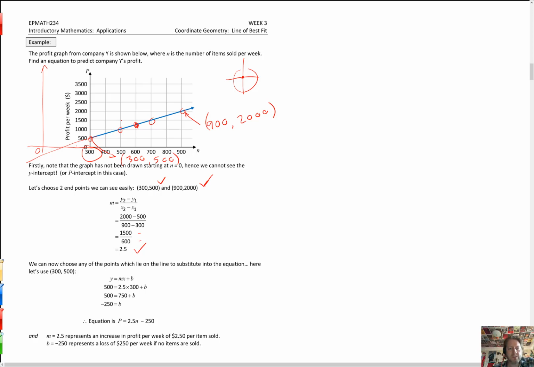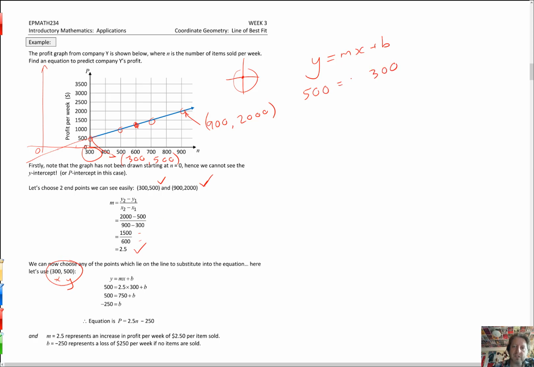Now choose any of the points we want to sub into good old y equals mx plus b again. If we know a point, and here I'm just using the 300, 500 point, so the 500 is the y, so replace y with 500. The 300 is the x.